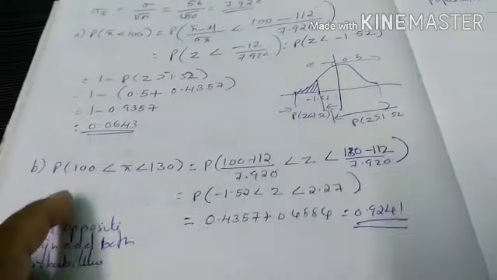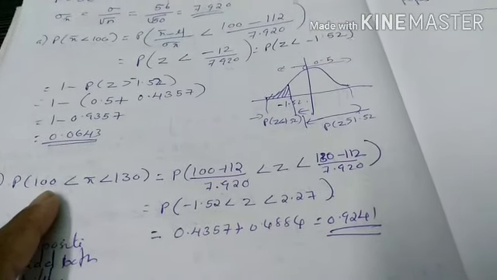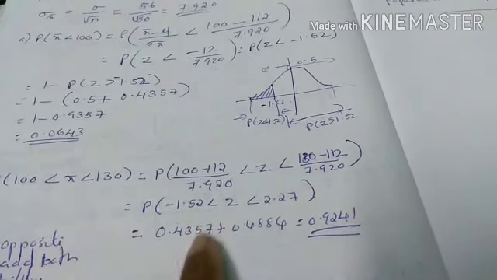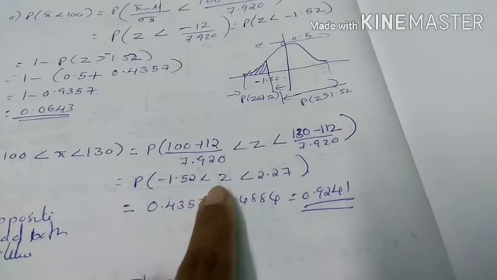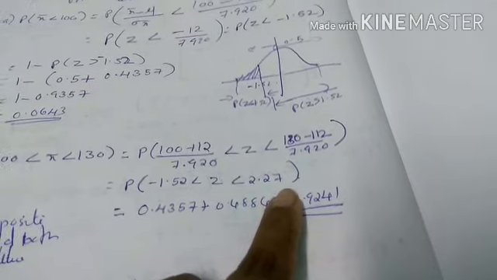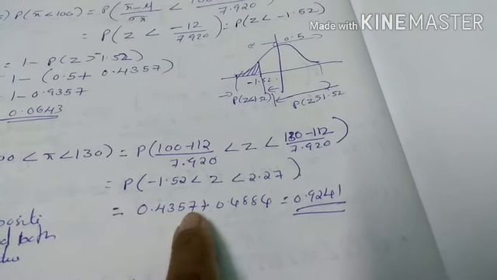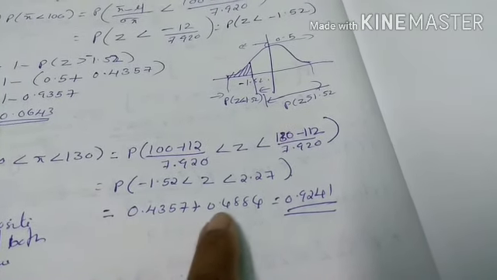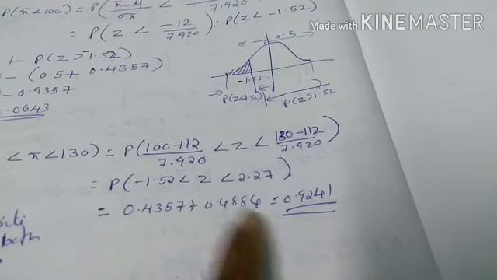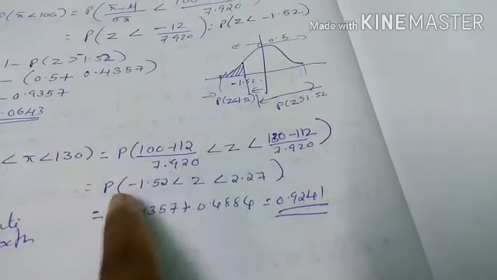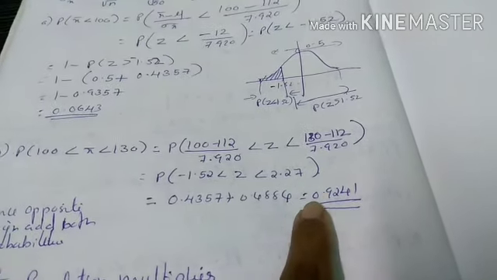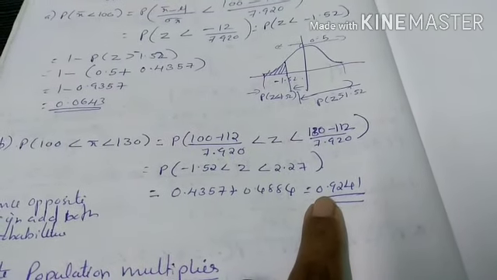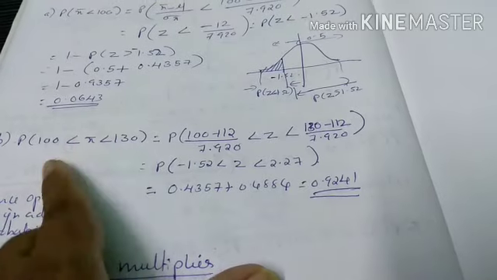Next is the balance between 100 and 130, and we can write this as P of minus 1.52 less than z less than 2.27, and from the table we get the answer as 0.4357 plus 0.4884. Here we have to add because they have opposite signs, and we come to know that 92% of the accounts selected have a monthly balance between 100 and 130 rupees.